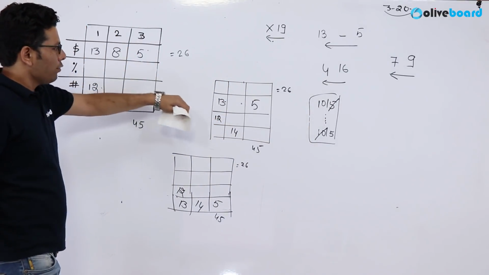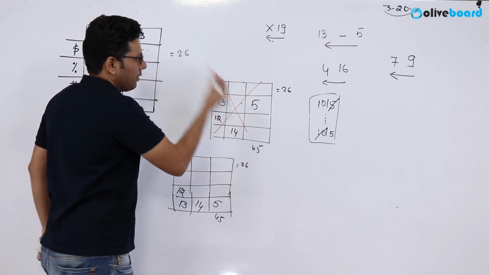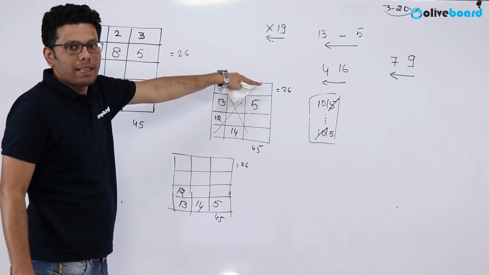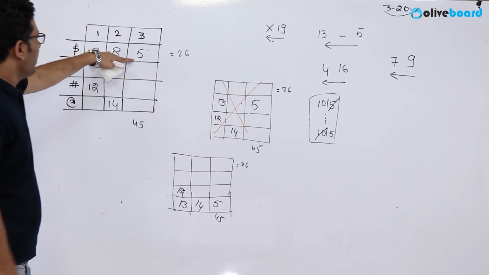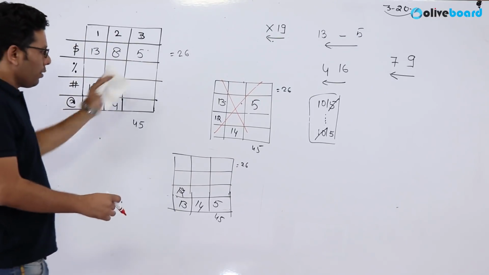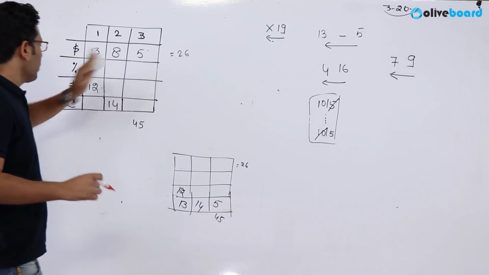So if I have to put the 10 above the 5, then this case got cancelled. This case got cancelled. Why? Because there is no space left above the 5, and similarly this box also gets cancelled. So I need to remove this one. Okay, I'm removing this one, and this one also got cancelled.